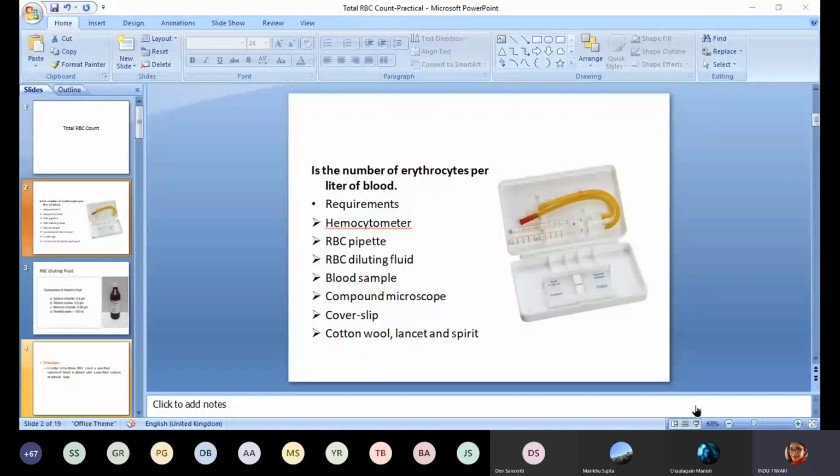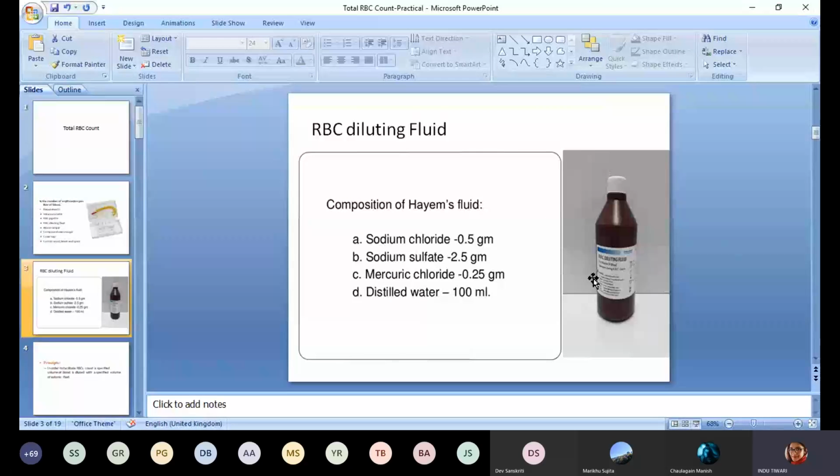So what exactly is the RBC diluting fluid? Of all the instruments, you've seen the RBC pipette, the WBC pipette, the improved Neubauer's counting chamber, the microscope, and you know what the pricking set for finger pricking is. But the new thing here is the RBC diluting fluid. It often comes in a pre-bottled form like this, but it has various compositions, and each composition serves a specific function.